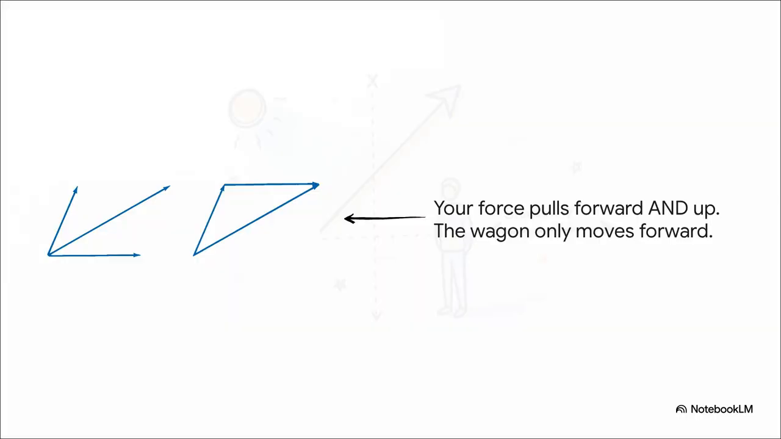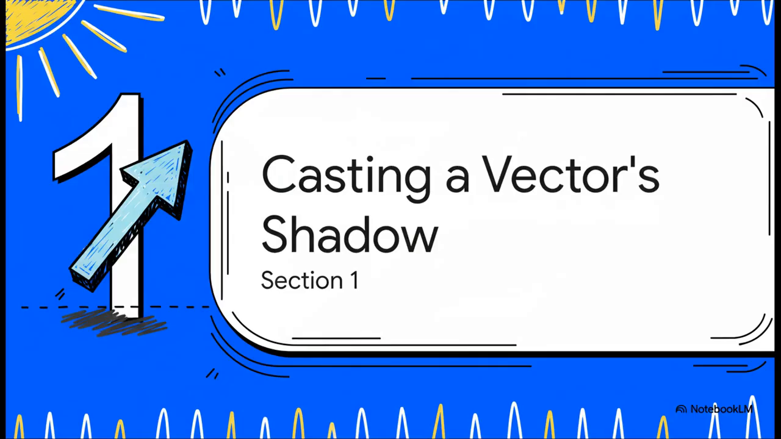We've got two main things going on here. That orange arrow, the one pointing up and forward, that's your total force. We'll call it vector A. And the blue arrow, the one flat on the ground, that's vector B, the only direction the wagon can actually go. So our whole mission is to figure out how much of vector A is really pointing in the same direction as vector B. Now to figure this out, we're going to use an amazing little trick.